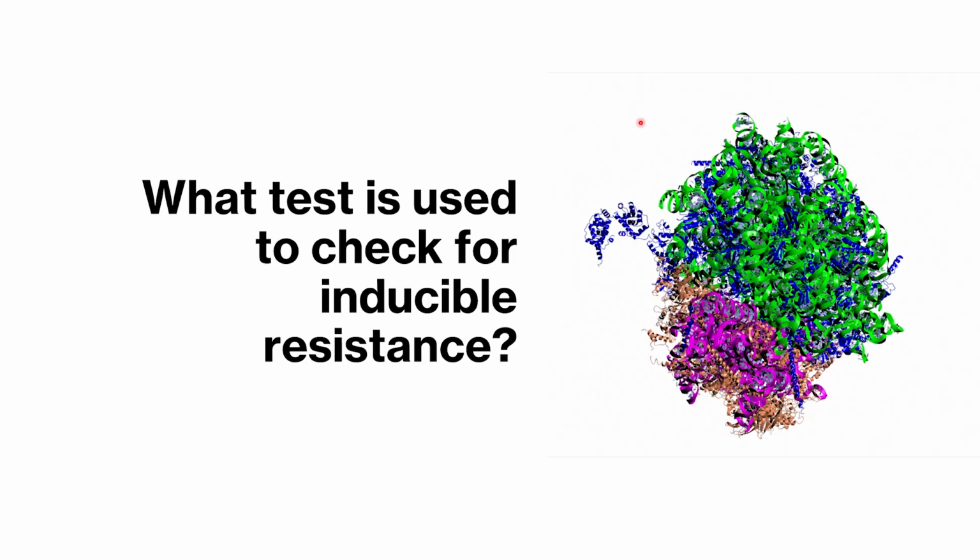So what is used to check for inducible resistance? It's called the D test. It uses erythromycin and clindamycin to check for macrolide inducible resistance to clindamycin.